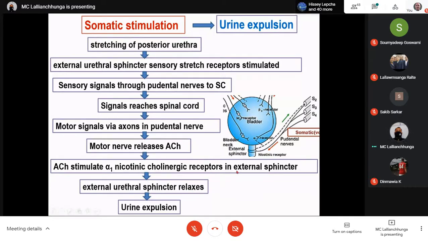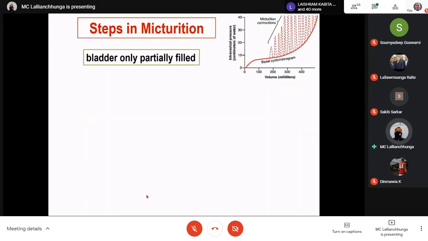Okay, by your own will, you can relax the external urethral sphincter. That means this sensory signal will be sent to the spinal cord, and the motor impulse will come back like this, and here in the synapse it will release acetylcholine, and acetylcholine will bind to the alpha-1 nicotinic cholinergic receptors. That will cause relaxation of this external urethral sphincter, so that the lumen will be open. Okay, the urethral lumen will be open, and then urine can be expelled. Okay, so, steps in micturition.